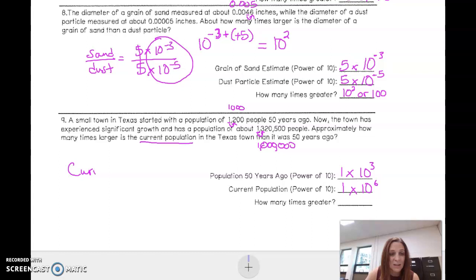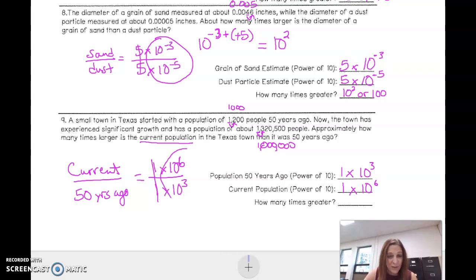So we want current over 50 years ago. In this case, you always want to put the bigger number on top because we want to know how many times bigger it is. So the current population is 1 times 10 to the 6th over 50 years ago, which is 1 times 10 to the 3rd. So again, those ones are going to cancel out, and I'm left with 10 to the 6th over 10 to the 3rd, same base, subtract the exponents because we're dividing. And again, we get 10 to the 3rd, or 1,000 times greater.